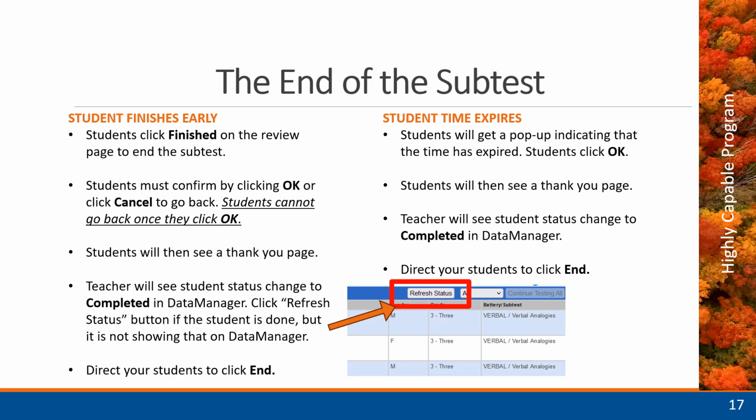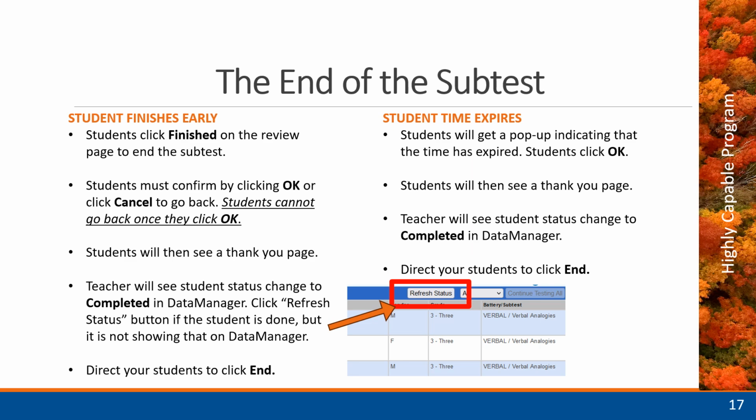Teachers will see the student status change to completed in Data Manager. If for whatever reason you don't see them show completed on Data Manager, but you do know that they have finished that subtest, go ahead and click Refresh Status, and that will fix that glitch. You will then direct your students to click End.